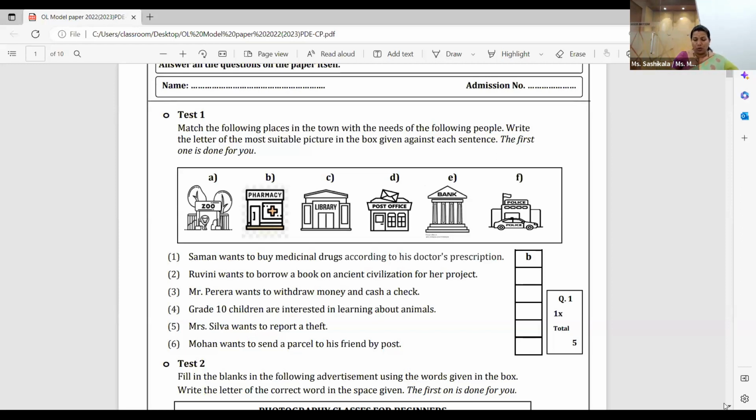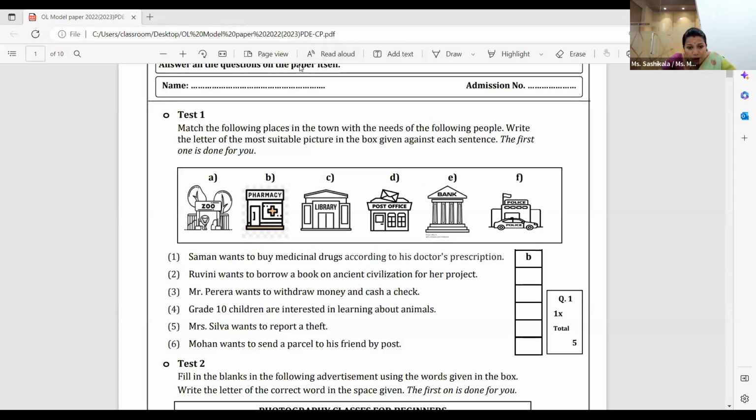Let us go through the answers again. B, C, E, A, F and D. Remember children, these are very easy questions where you have to get all 5 correct, 5 marks. If there is any doubt or if you want any clarification, please drop a message in the chat box.